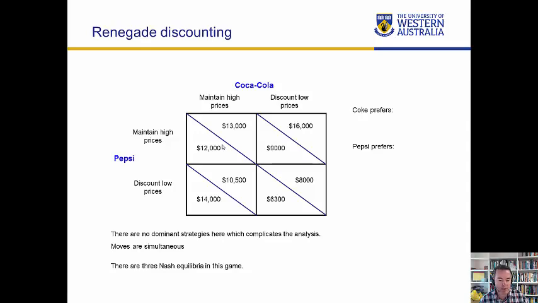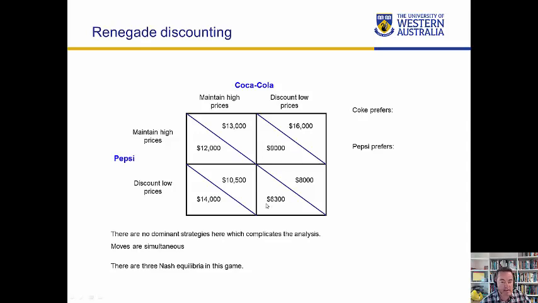Okay, so there's actually three Nash equilibria in this game. The first two are the top right and the bottom left. So if you have a look at that, the top right is a Nash because once the game's there, you need to ask yourself, is there any incentive for Coke to change its strategy? No, it would be lowering its profit from 16 to 13. Is there any incentive for Pepsi to change its strategy? No, it would be changing from 9 to 6,300.